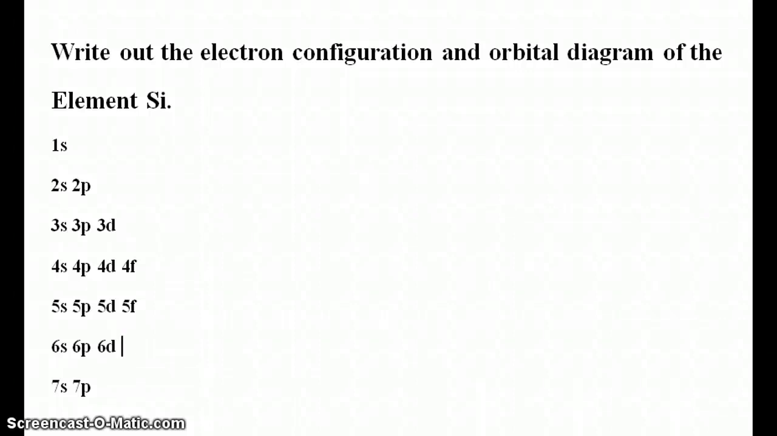A confusing part in most chemistry classes is the electron configuration. In this video, we hope to give you a few tips that will help you when you're stuck and when you just want to get started. So our question today states that we have to write out the electron configuration and orbital diagram of the element Si, or silicon.